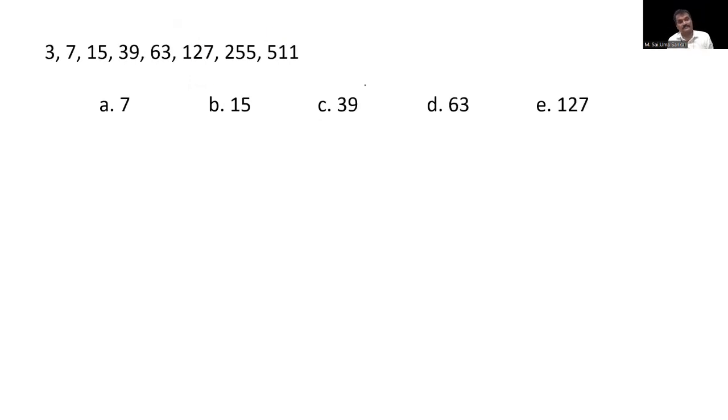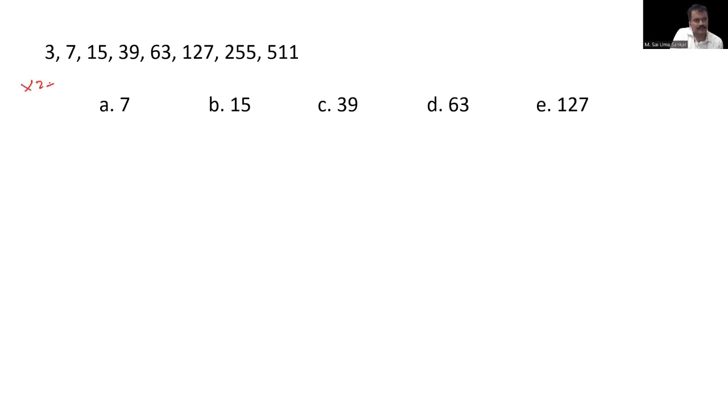Next, 3, 7, 15, 39, 63, 127, 255, 511. What is the wrong number in the sequence? 3, 7, 15, 39, 63. So the smallest number is on the left hand side and the largest number is on the right hand side. So starting from the 3 to 7, 3 to 15. Okay. If you observe, this is also very simple, right?